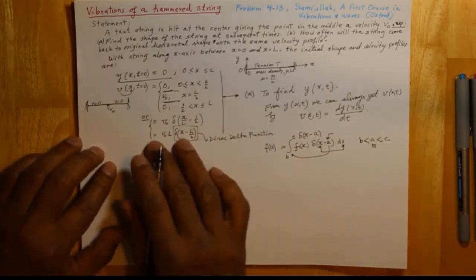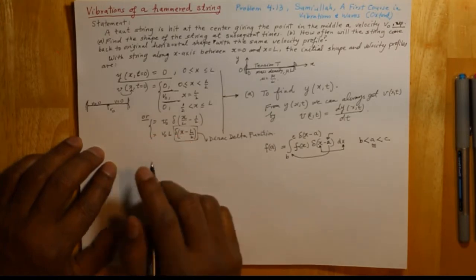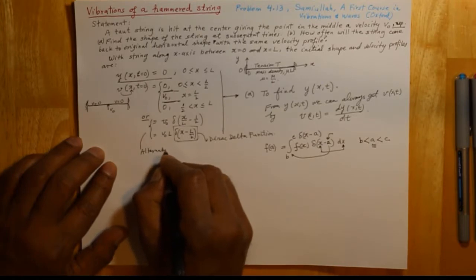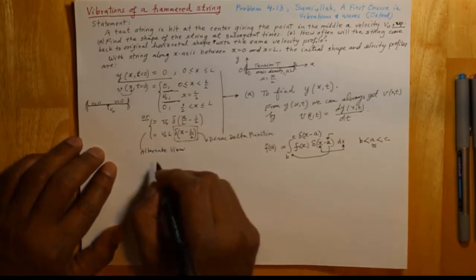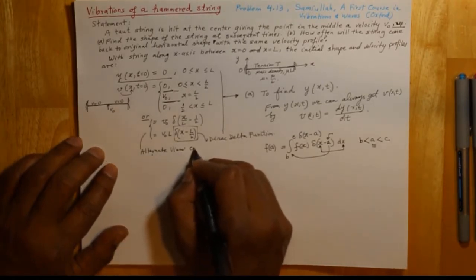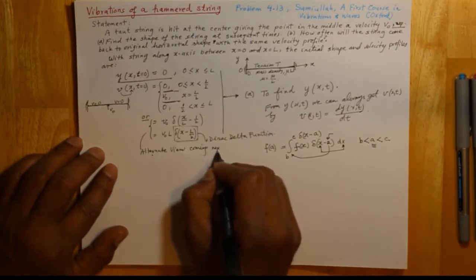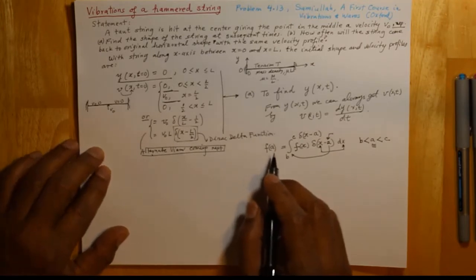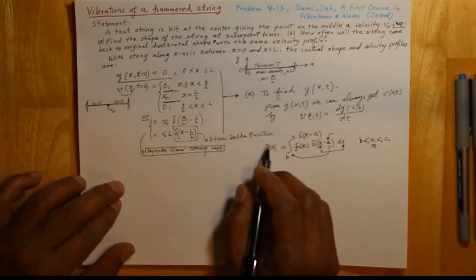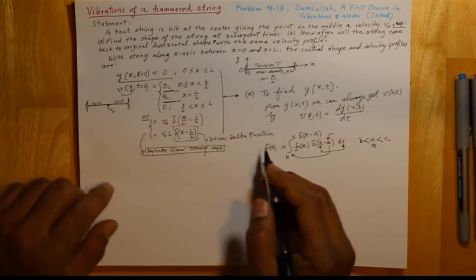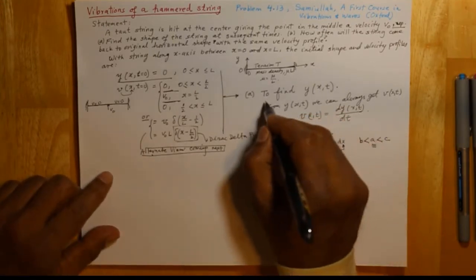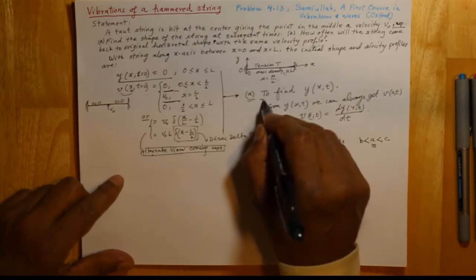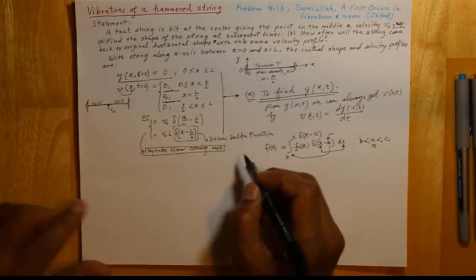Alternately, we're going to look at an alternate view coming next. Right now I don't want to distract ourselves. So suppose I knew this, how would I solve this problem? We are going to do A first, and maybe if we have time we'll do B. How do we find y of x and t?